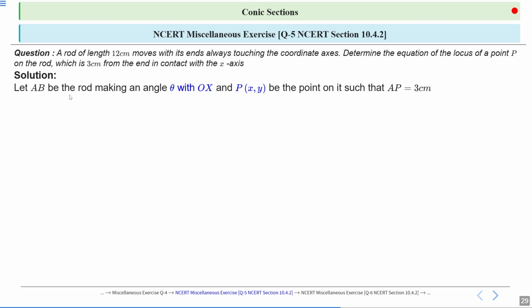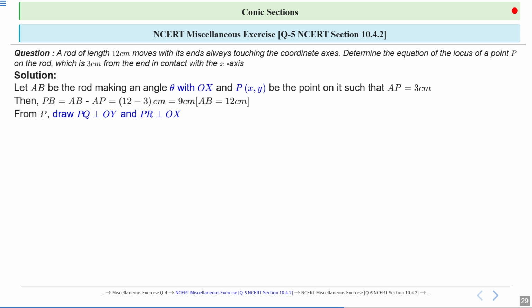First, let AB be the rod making an angle theta with OX. OX means positive x-axis, and P(x, y) be the point on it such that AP distance is 3 cm. And then PB is equal to AB minus AP, and AB is 12 centimeter and AP is 3 centimeter. So PB is equal to 12 minus 3 centimeter, that is equal to 9 centimeter.